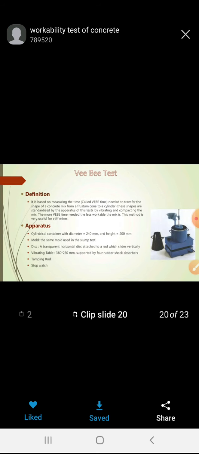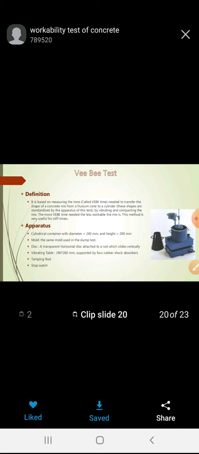Next one is the Kelly ball test. As per VTU, we have never seen a question on this test. They will only ask the different types of tests on workability of concrete. You can go for a slump test, compaction factor test, or you can go for the VB test, or you can go for the flow test.